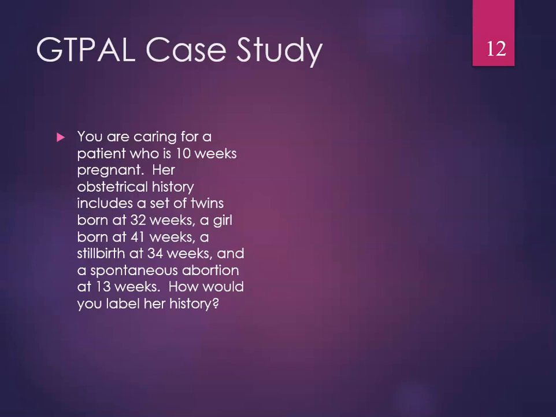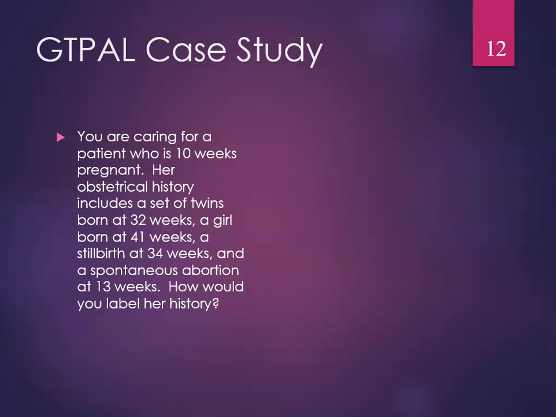When we're talking about the term, she only has one term baby, the one that was born at 41 weeks, or one term pregnancy. So she would only have a T of 1. For preterm, she would have a 2. In this case, she had a set of twins born at 32 weeks. That's preterm. And then she had a stillbirth born at 34 weeks. Again, the P is just based on number of pregnancies, so even though it was a set of twins, it's still a 1. And even though the 34-weeker was a stillbirth, it still was after 20 weeks, so it's still considered preterm.